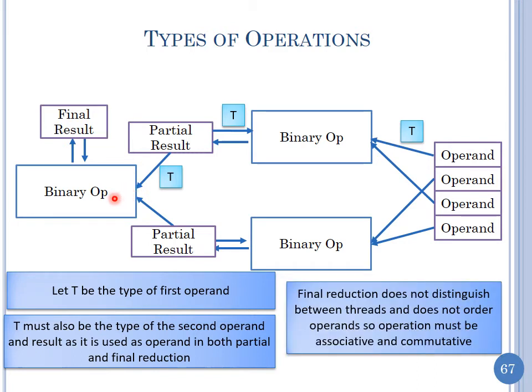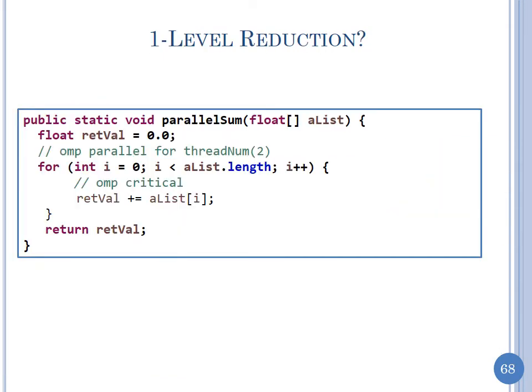And the final reduction is not distinguishing between threads and saying I will take your result first and your other thread next. Okay, if it was doing that, then maybe we could get rid of some of these constraints, but it's not doing that. So we need the operation to be commutative and associative. Okay, so that's what we have to do conceptually.